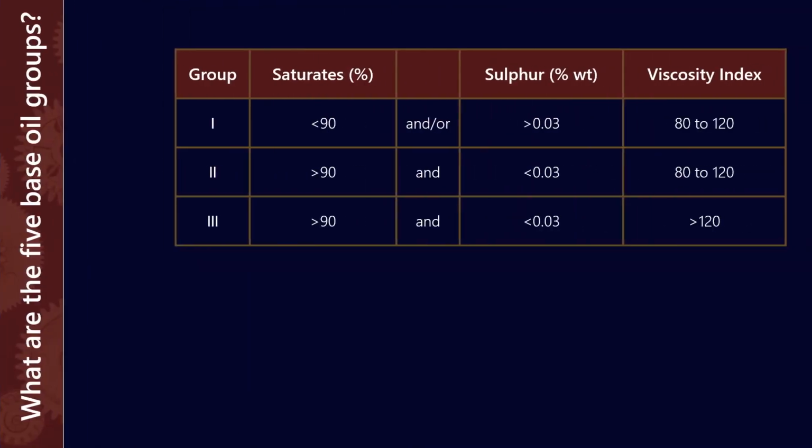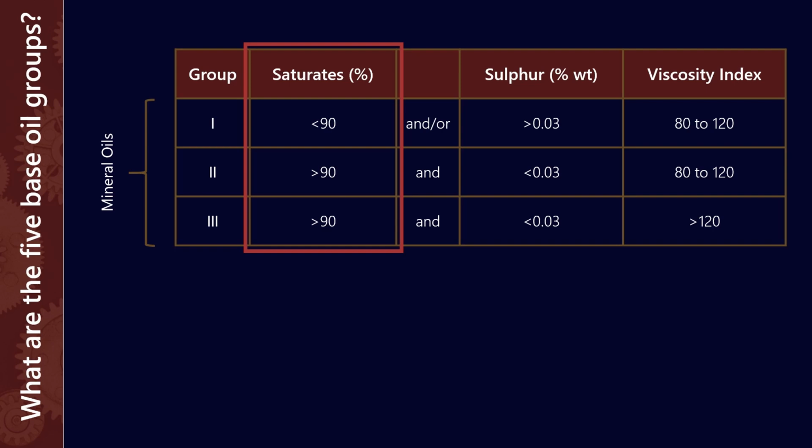So the ones that you're probably most familiar with are these three groups: Group 1, Group 2, and Group 3. And these are kind of the mineral oils. Now, something that distinguishes the mineral oils is their saturate content, sulfur content, and their viscosity index. So what does that actually mean for the different groups?